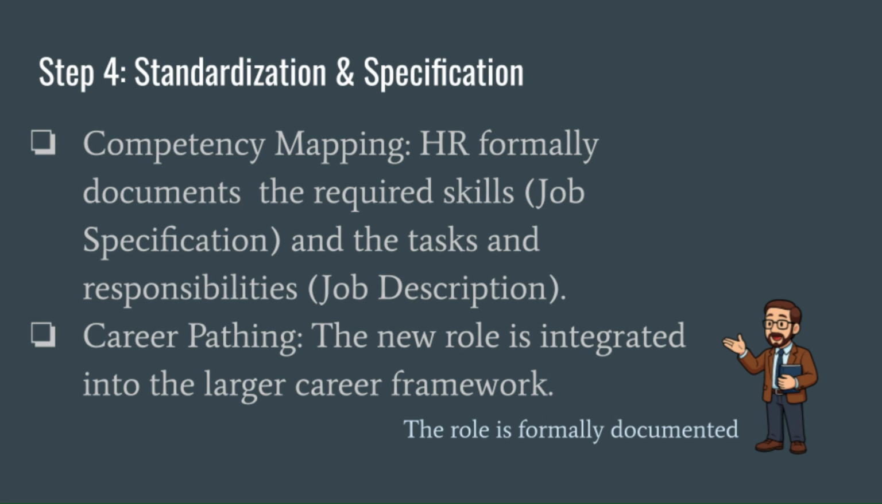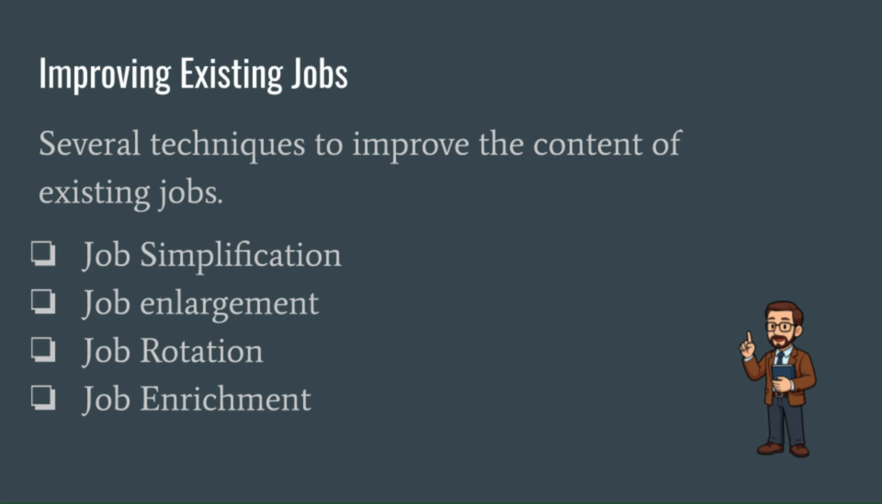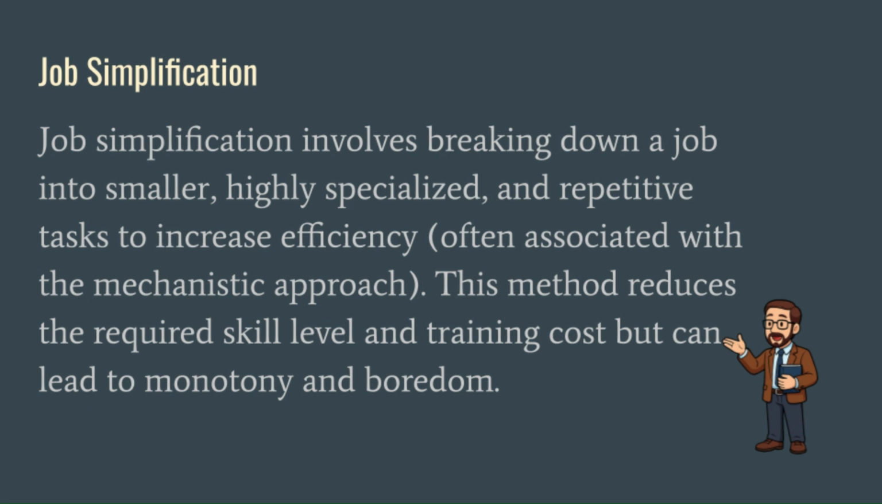Improving existing jobs. Once a company is operational, it uses several techniques to improve the content of existing jobs, actively adjusting them to boost efficiency or engagement. Job simplification involves breaking down a job into smaller, highly specialized, and repetitive tasks to increase efficiency, often associated with a mechanistic approach. This method reduces the required skill level and training costs but can lead to monotony and boredom.